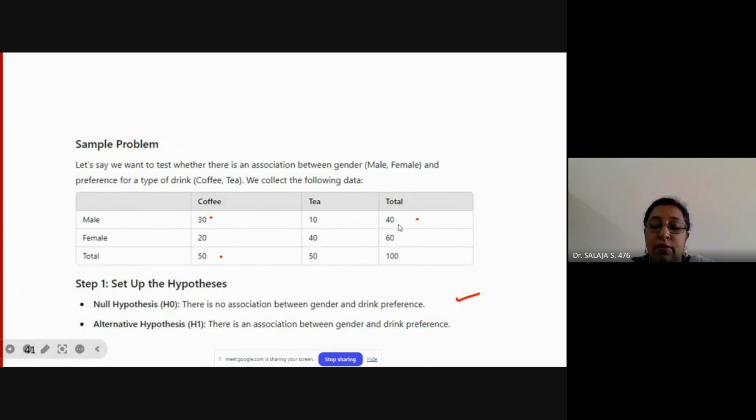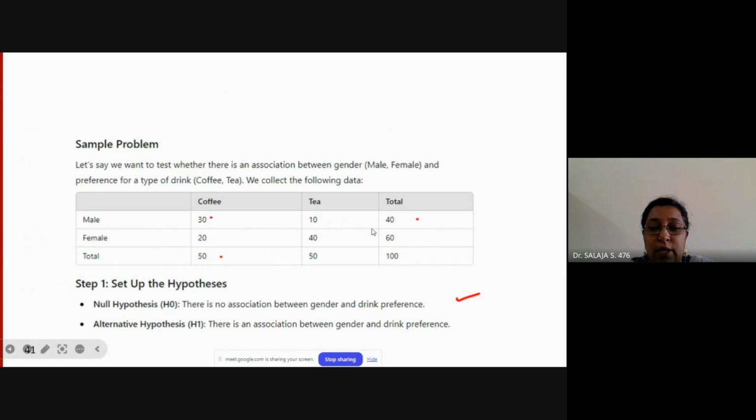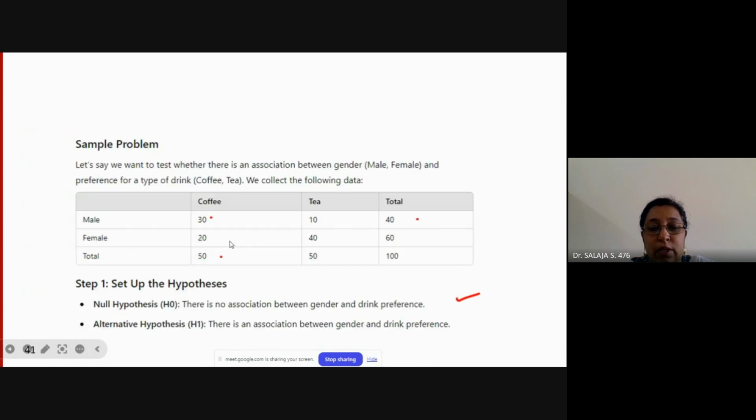Now the expected frequency would be the row total times the column total divided by the grand total. So for coffee, the row total is 40. The column total for male is 50. So we say 40 into 50 divided by the overall total, which is 100. And for tea, again, it is 40 by 50 divided by 100. And for coffee with female, the row total is again 60, the total female strength is 50, so 60 into 50 by 100. And the same goes for tea.